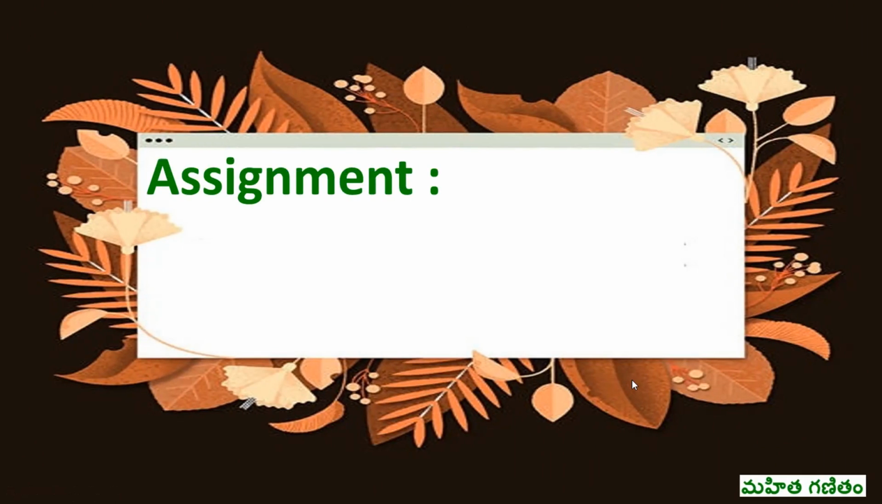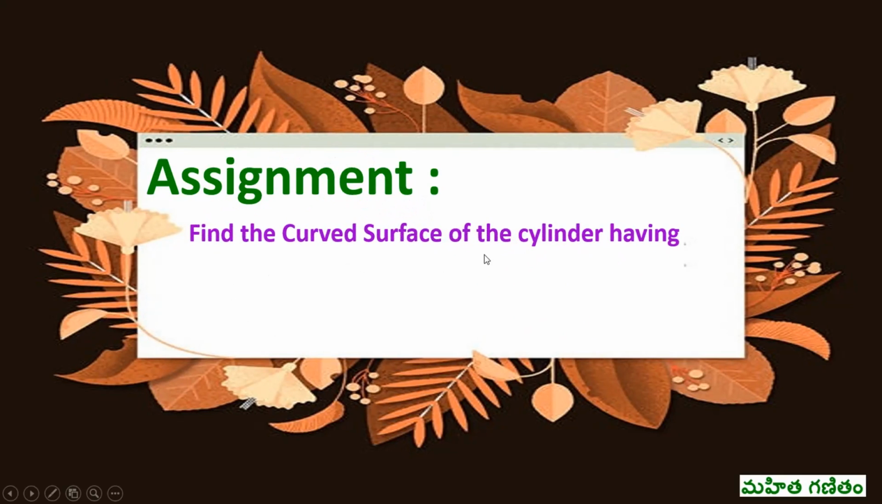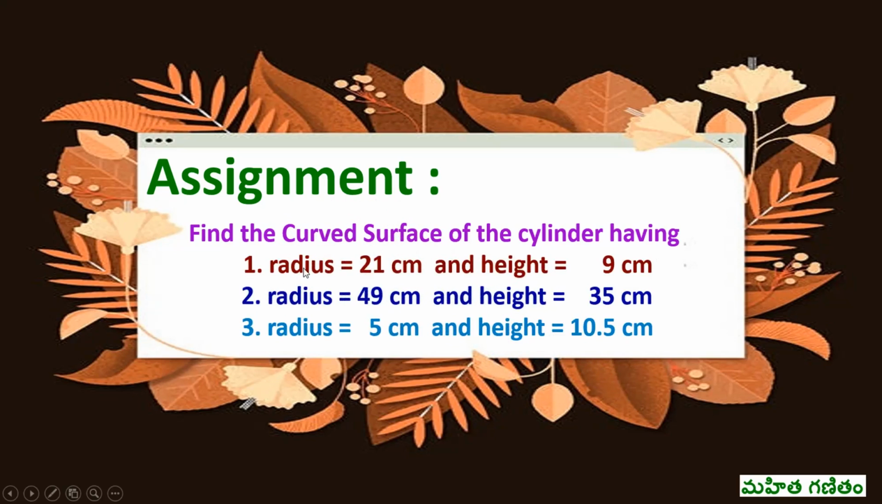Now I will give a small assignment for you. Find the curved surface area of the cylinder having, first problem, radius 21 centimeters, height 9 centimeters. Second problem, radius 49 centimeters and height 35 centimeters. Third, radius 5 centimeters and height 10.5 centimeters. Do this assignment and send your answers to your class teacher.